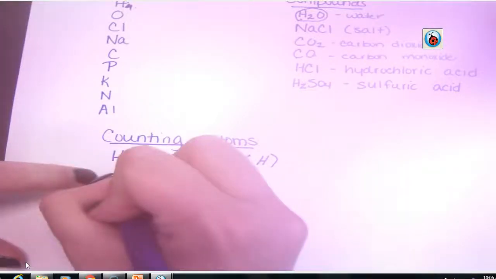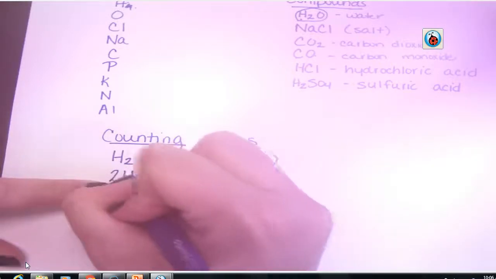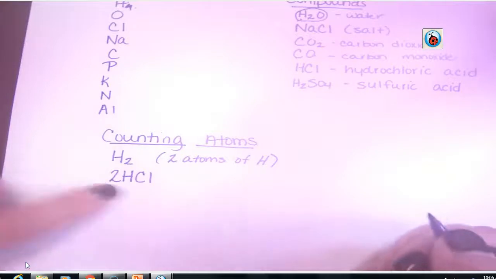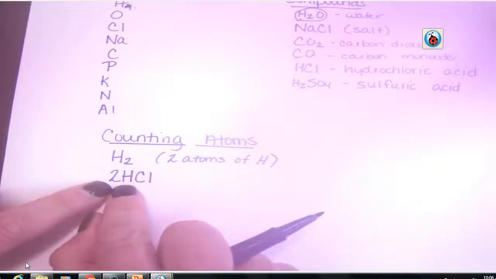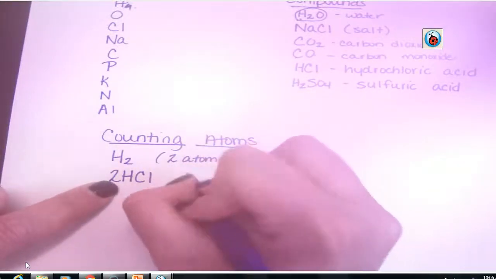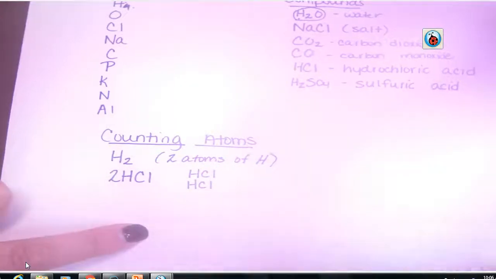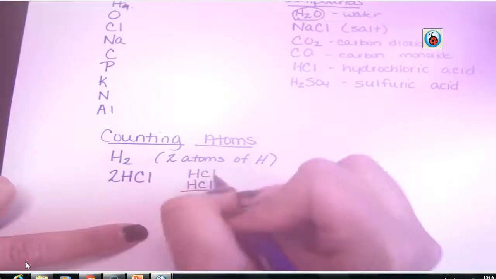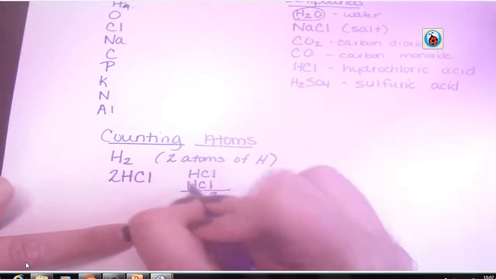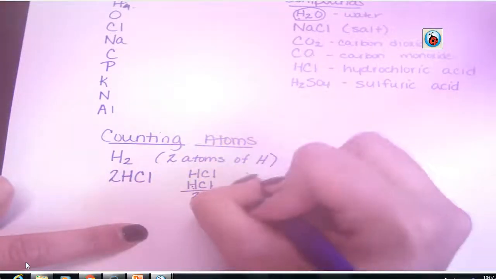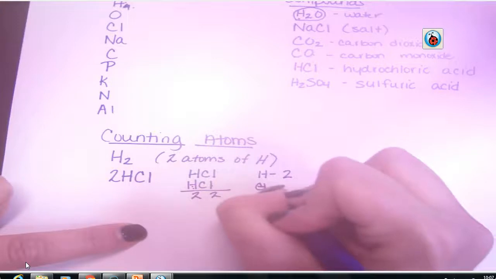Okay. You can also have something called a coefficient. That's a 2, and this is a capital H, capital Cl. 2 HCl, hydrogen and chlorine, that's hydrochloric acid. That means that you have 2 of those that are totally combined. So it would be like writing this, HCl and HCl. So if you want to add them, kind of like a math problem, how many chlorines are there? 1, 2. So you have 2 chlorines. And how many hydrogens are there? 1, 2. So you have 2 of both.